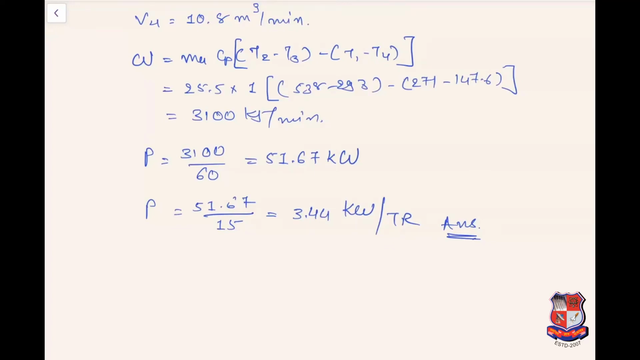So these are the examples for the reverse Carnot cycle and the Bell-Coleman cycle. You can also solve various types of examples by using the equations.